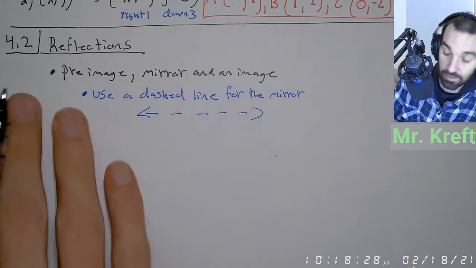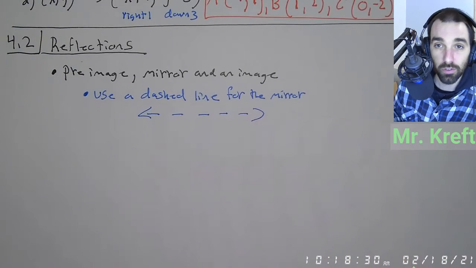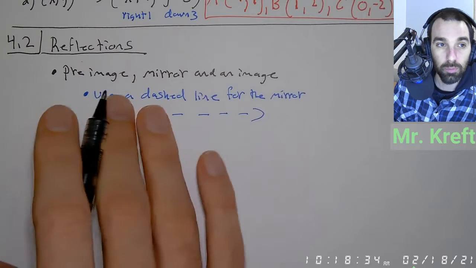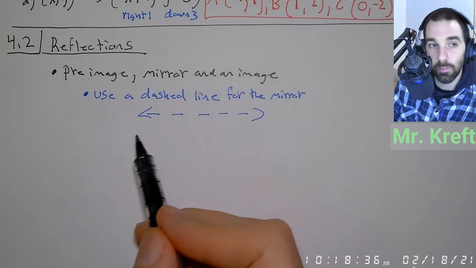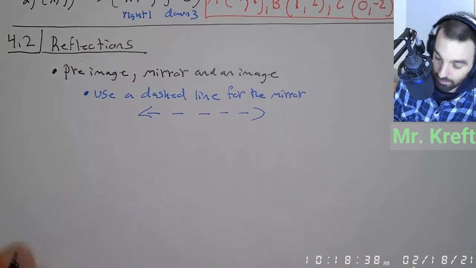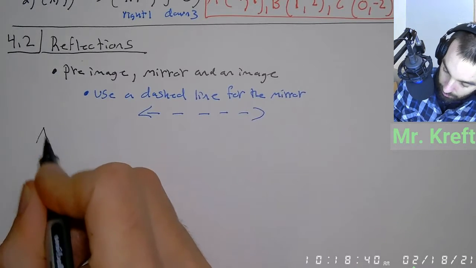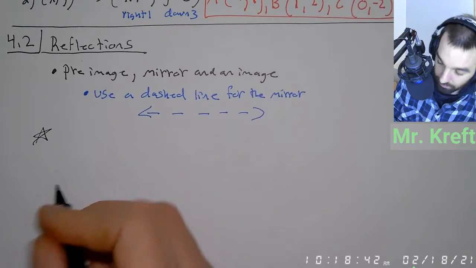So we're going to start by writing down the definition of how a reflection works, and then I'm going to show you an example. Okay, so right now we have 3 pieces, the pre-image, the mirror, and the image, and we're going to use a dashed line for the mirror. Okay, so here is what a reflection is mathematically.